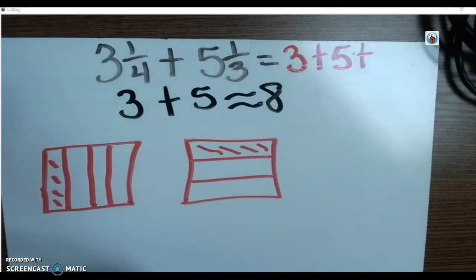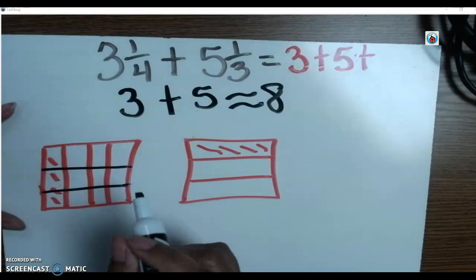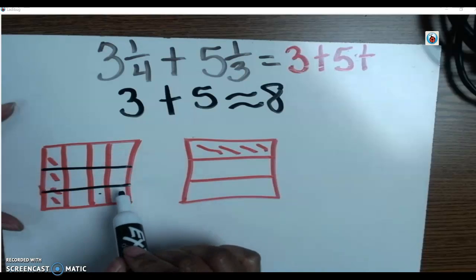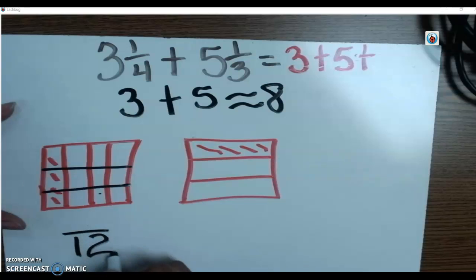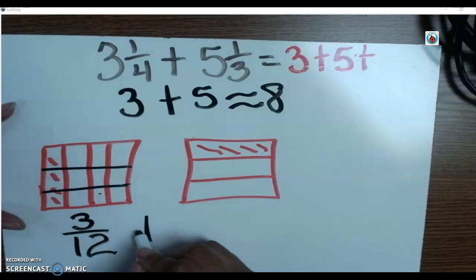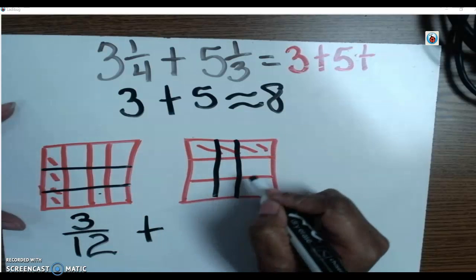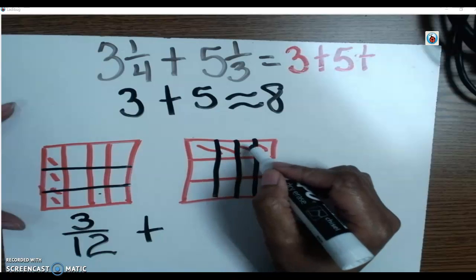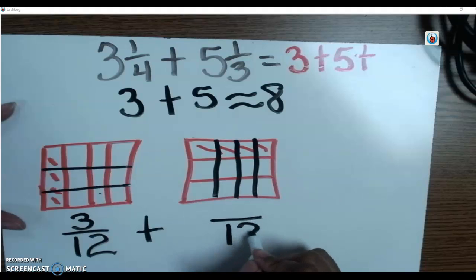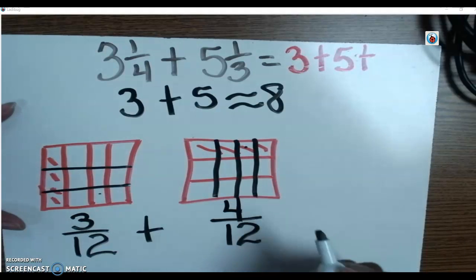So I'm going to take these two lines and add them to our 1/4. And now that makes 1, 2, 3, 4, 5, 6, 7, 8, 9, 10, 11, 12. So we have 12 altogether, and 3 are shaded. We need to put 3 lines here. 1, 2, 3. 1, 2, 3, 4, 5, 6, 7, 8, 9, 10, 11, 12. So we have a total of 12, and 4 are shaded.